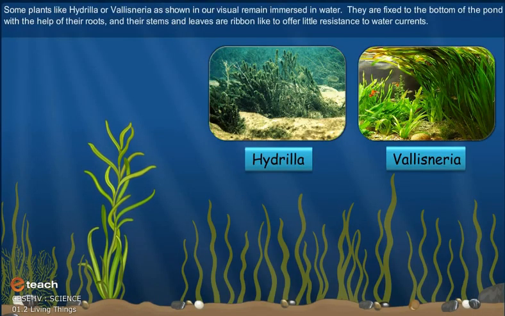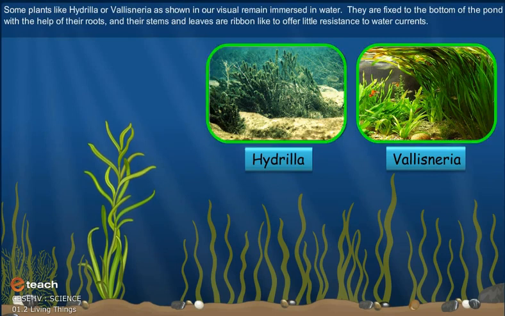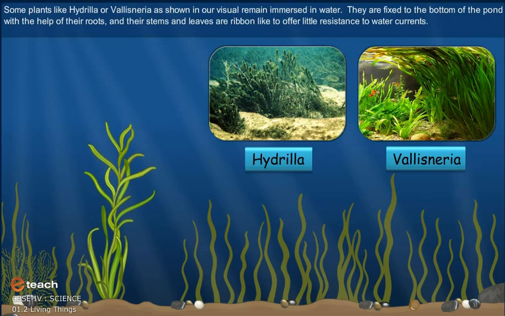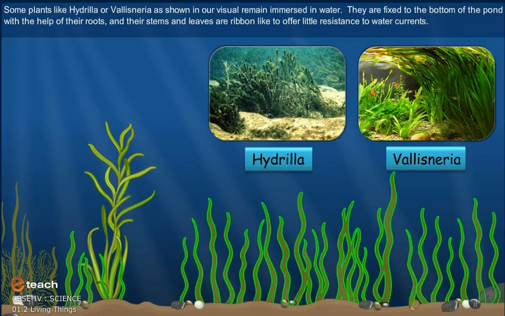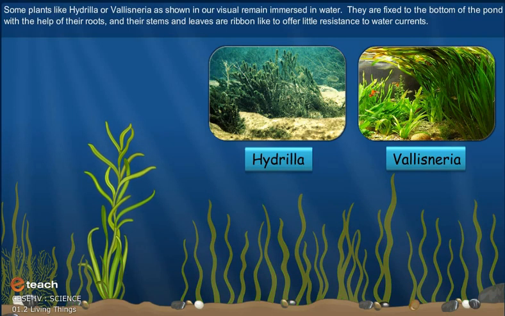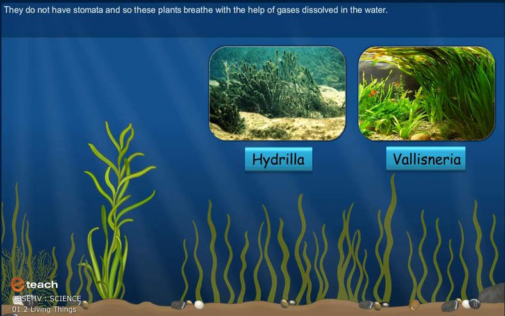Some plants like Hydrilla or Vallisneria, as shown in our visual, remain immersed in water. They are fixed to the bottom of the pond with the help of their roots, and their stems and leaves are ribbon-like to offer little resistance to water currents. They do not have stomata, and so these plants breathe with the help of gases dissolved in the water.